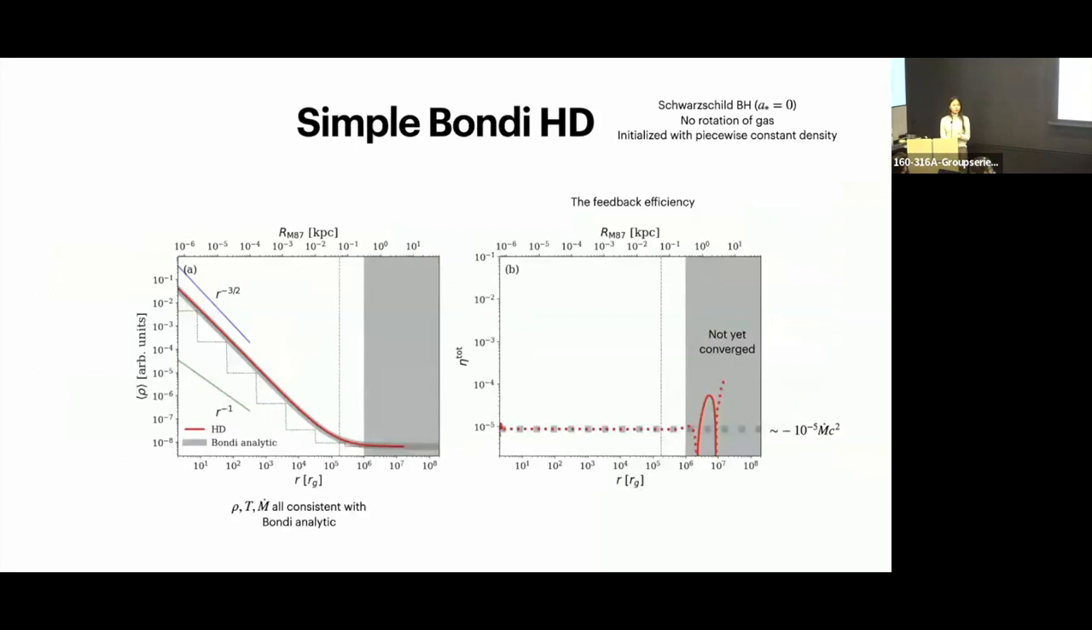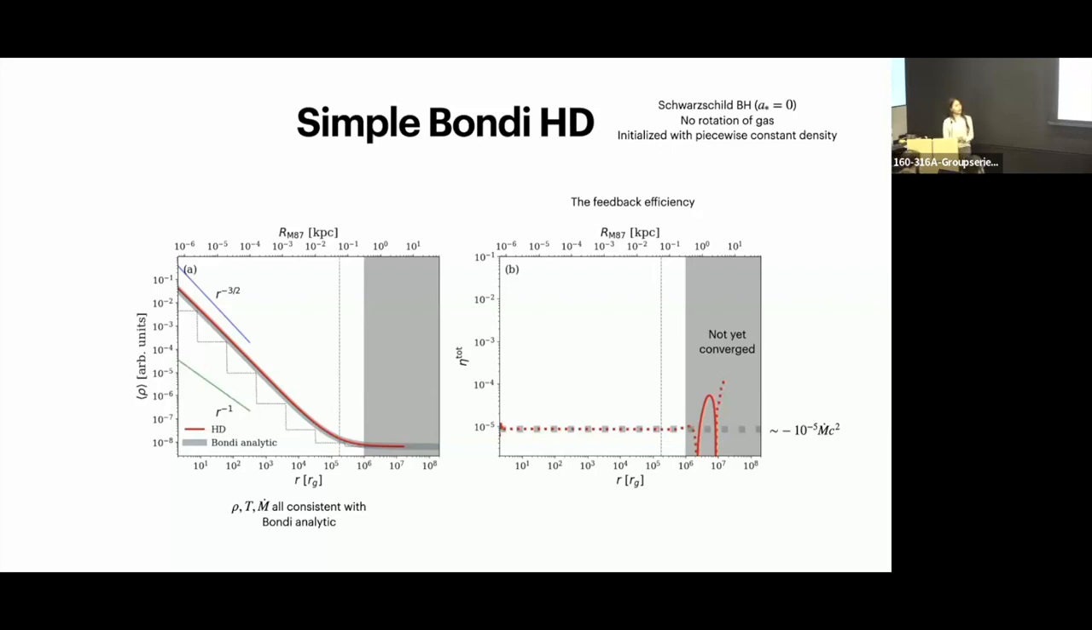Since we came up with the new method, we didn't want to apply this to realistic or very complicated systems, but we wanted to test it out in the simplest case possible. So we decided to run the hydrodynamic Bondi accretion with black hole spin of 0 and no angular momentum of gas. This problem is specifically good because we know exactly what the relativistic solution is analytically. So we can compare our simulation results with the analytic solutions.